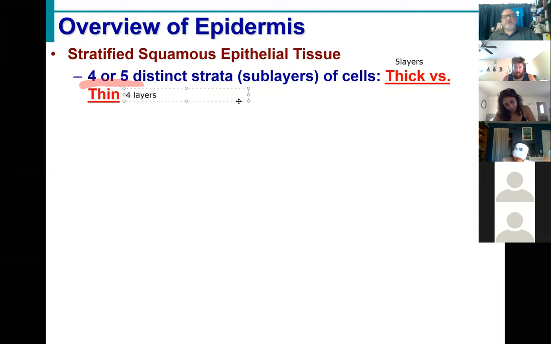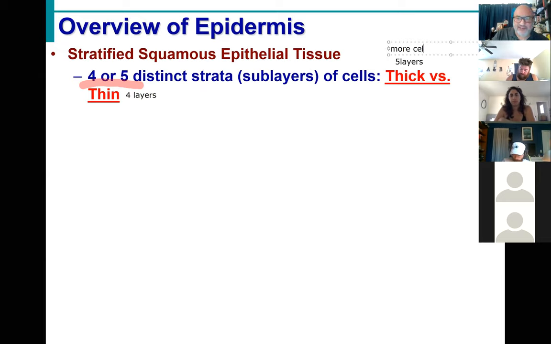Now, what's the difference between thick and thin skin? Well, obviously the number of layers, but what else is different about them as well? The amount of protection that portion of the body needs. Right, absolutely. Not only does thick skin have 5 layers, but it also in general has more cells in it, making it thicker, hence the name, to provide more protection.